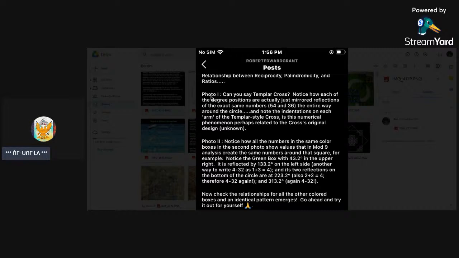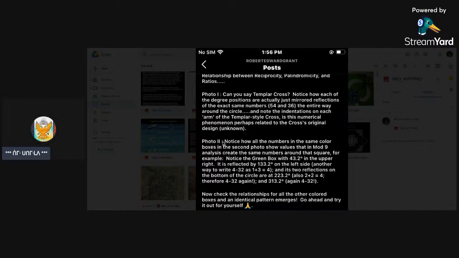Now, continuing. Photo 1. Can you say Templar cross? Notice how each of the degree positions are actually just mirrored reflections of the exact same numbers, 54 and 36, the entire way around the circle. Note the indentations for each arm of the Templar style cross, and this numerical phenomenon, perhaps related to the cross's original design, which is unknown.